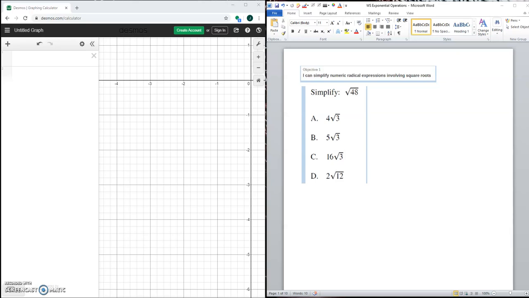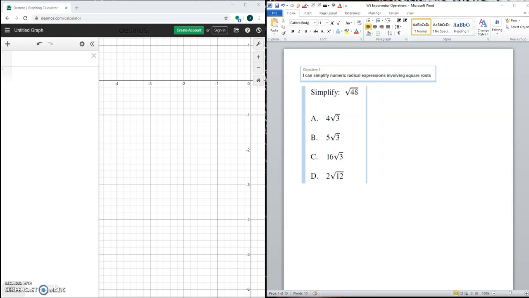Welcome back, everyone. Today we're going to have a workshop on exponential operations. For this topic, we have three objectives, and the first objective says that I can simplify numeric radical expressions involving square roots. So let us begin.